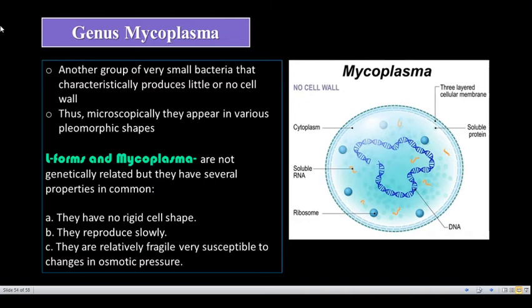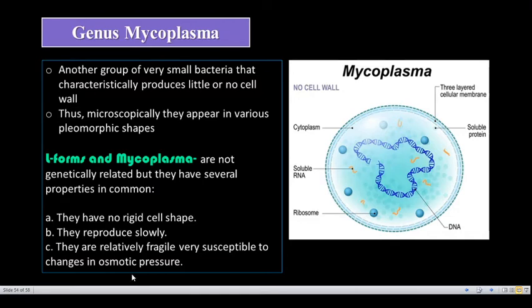First, take up muna natin yung kanilang related properties. Number one, they have no rigid cell shape. Malalambot sila. Both your L-form and mycoplasma are softly shaped, no? They also reproduce slowly. Mahina yung reproduction. And they are relatively fragile, very susceptible to changes in osmotic pressure.